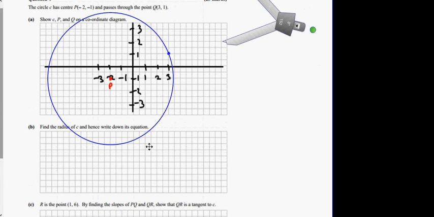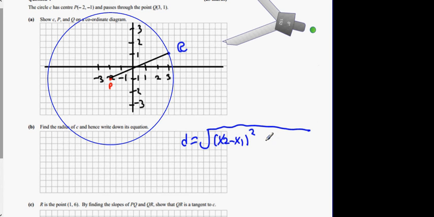Now the radius is the gap between P and Q. So if we find out what this line here is, we can basically find out what the radius is. So to find out the radius, you're going to need the distance of a line formula from your maths tables, okay? So it's going to be the square root of x2 minus x1 squared plus y2 minus y1 squared. And that's going to be x1 y1. And this one here is going to be x2 y2. It's basically just put it in, use brackets. You can overdo them if you want, and then just put it straight into the calculator.